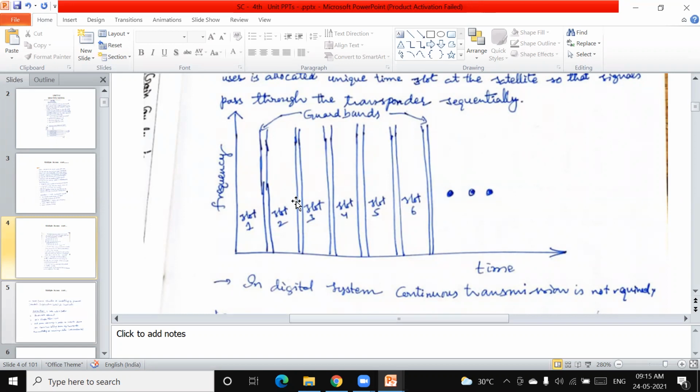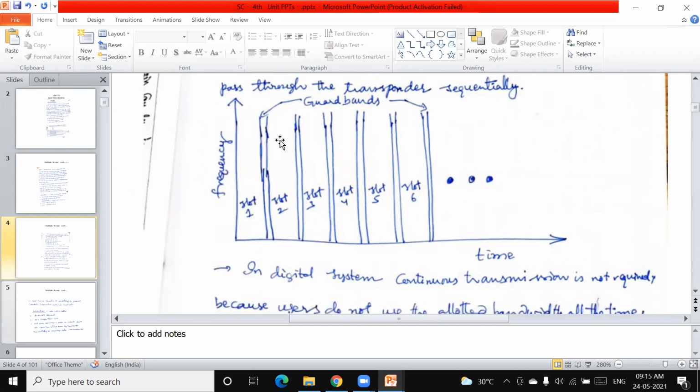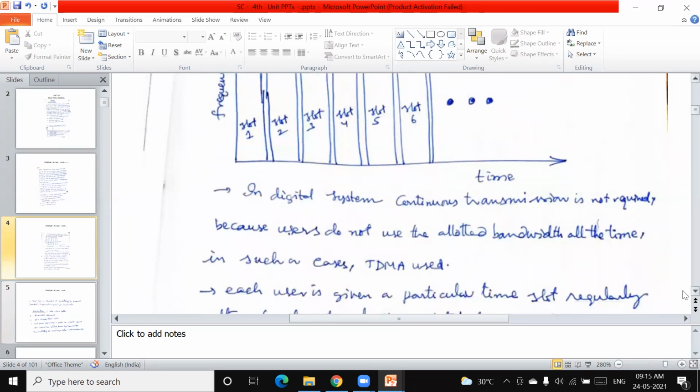These guard bands have the same meaning as we said in frequency division multiple access, where guard bands are used to avoid the crosstalk or interference between adjacent channels. You can say this slot one is one particular channel and this is another channel. Therefore, adjacent channel interference and crosstalk can be avoided by using the guard bands.